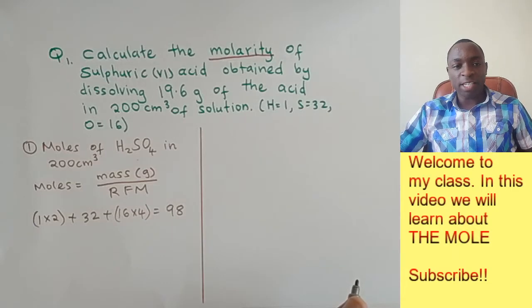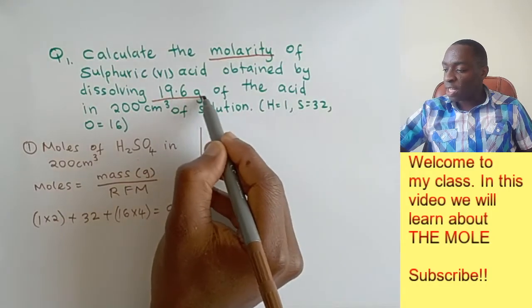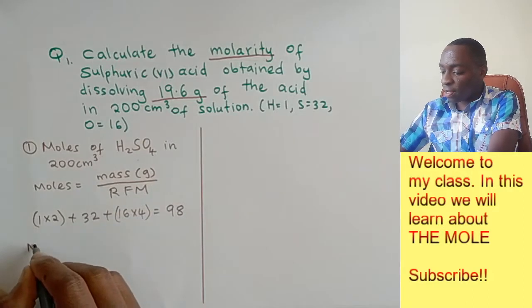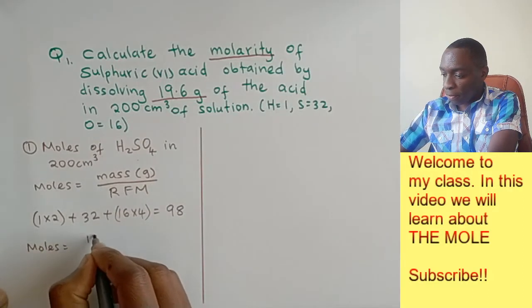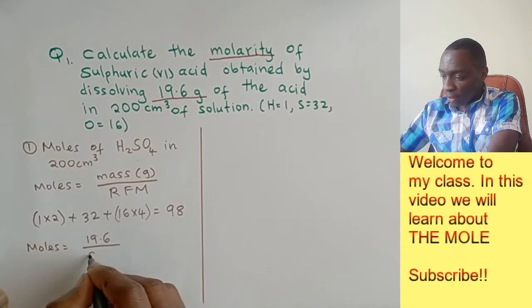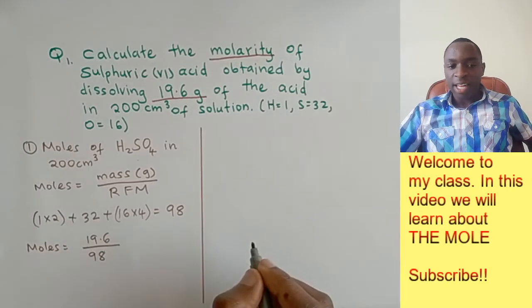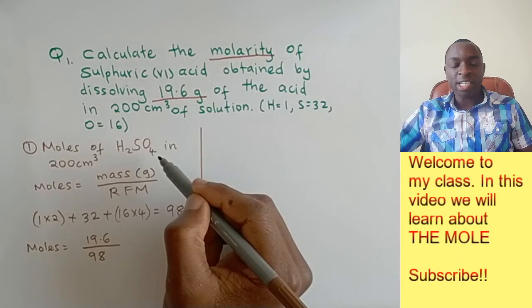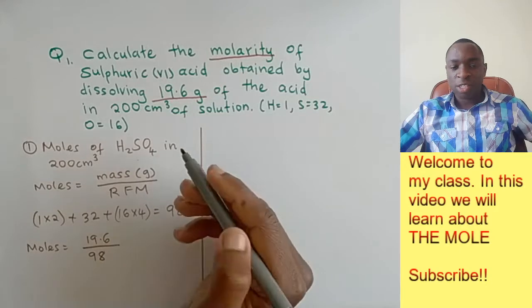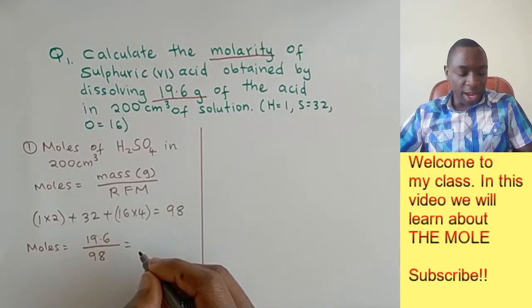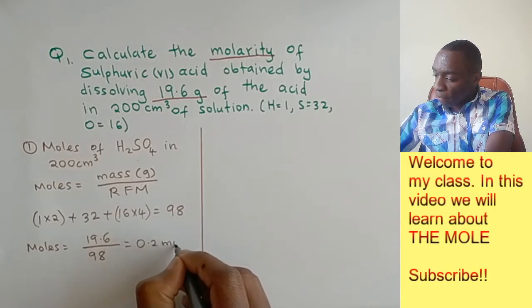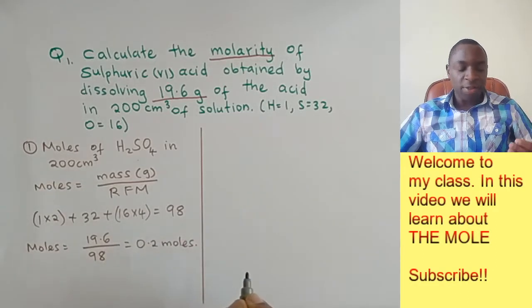Then to calculate the moles in 200 cubic centimeters is going to be very easy. We've already been given the mass right here as 19.6 grams, so we substitute and have it like this. There you'll be able to obtain the number of moles of sulfuric acid in just 200 cubic centimeters. When you punch this in the calculator, you end up with 0.2. So that is the first step.